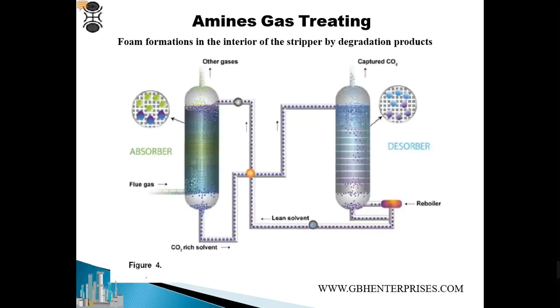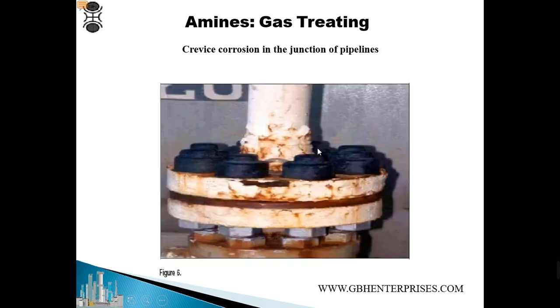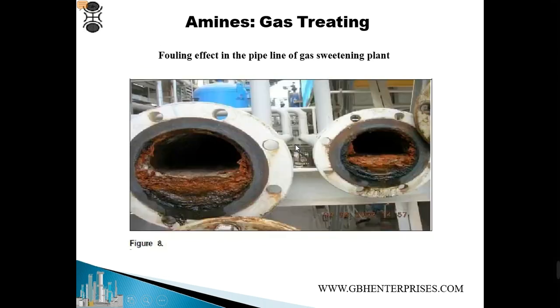This is the simplified amine gas treatment plant. Look at this one. This is the foam generated inside, because of the degradation. Look at the corrosion. This is crevice corrosion. This is pitting corrosion, which causes pits and leakages in the pipes. Look inside the pipe. The fouling effect, how the pipes are choked with waxes.